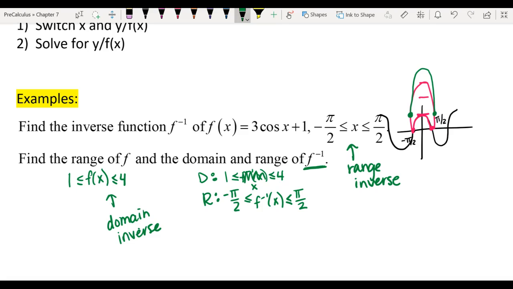This would be a multiple choice question on the test. Okay? So if you can't remember what goes in the middle, remember they switch, and domain always has to have x in it.